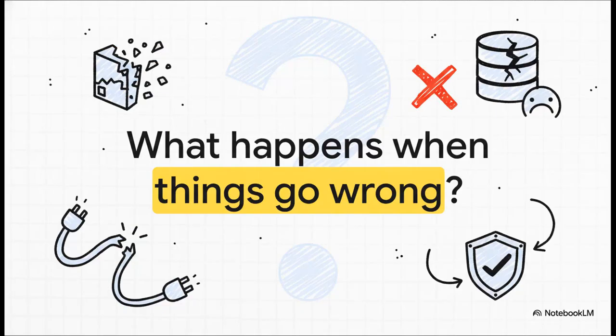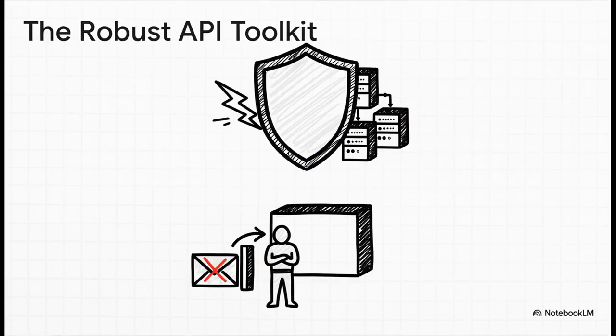So let's think about the real world for a second. What happens when things go wrong? Because they always do. A user sends you garbage data, the database goes down. What then? Does your whole app just explode? Hopefully not. You have an awesome toolkit for this in Spring.